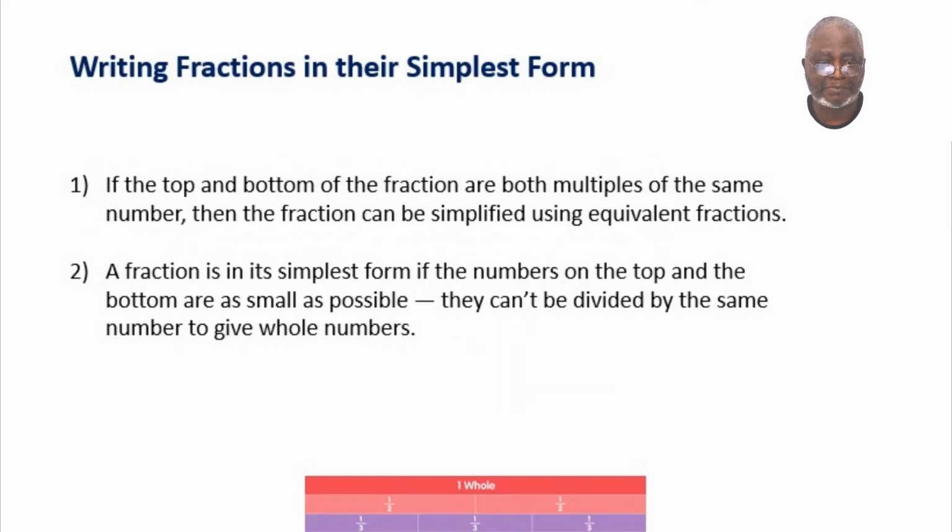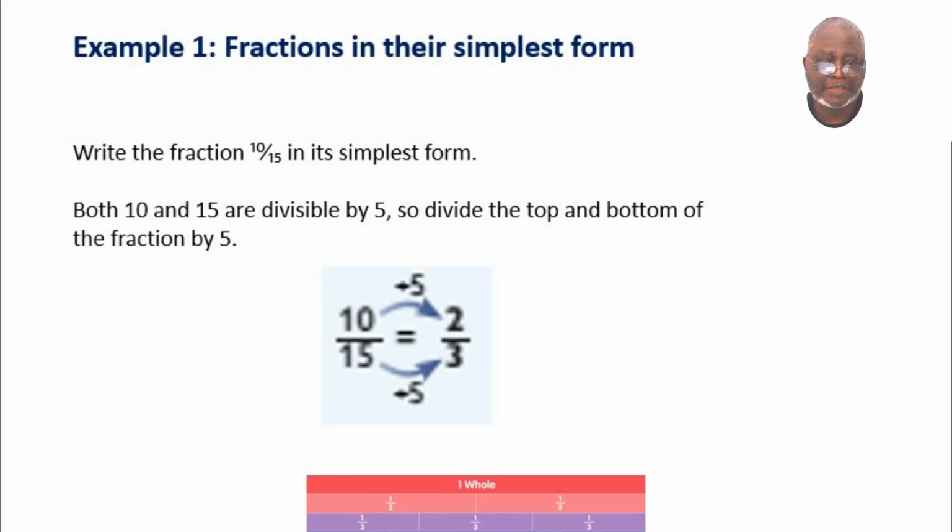Writing fractions in their simplest form. Let's look at this. If the top and bottom of the fraction are both multiples of the same number, then the fraction can be simplified using equivalent fractions. A fraction is in its simplest form if the numbers on the top and the bottom are as small as possible. They cannot be divided by the same number to give whole numbers.